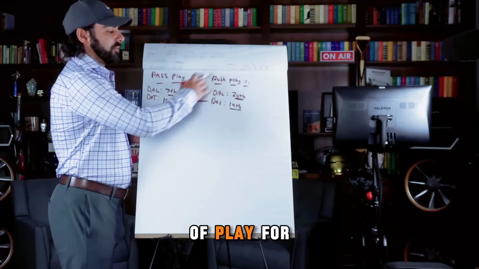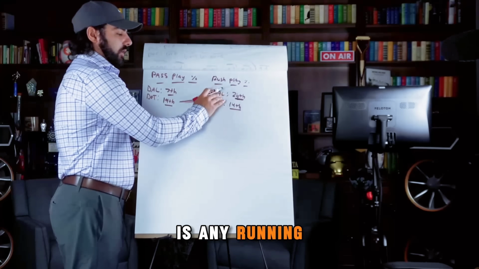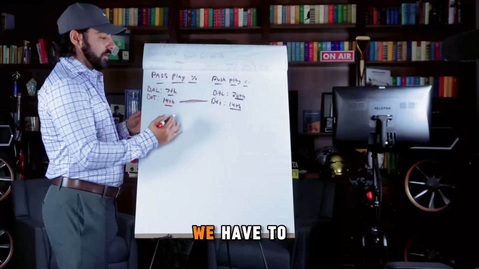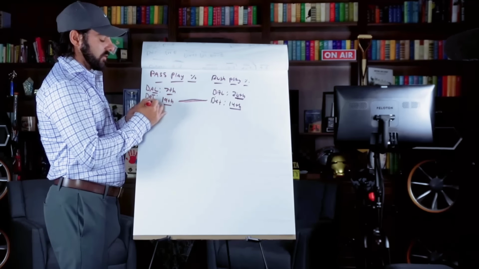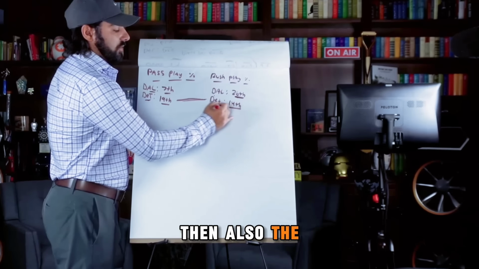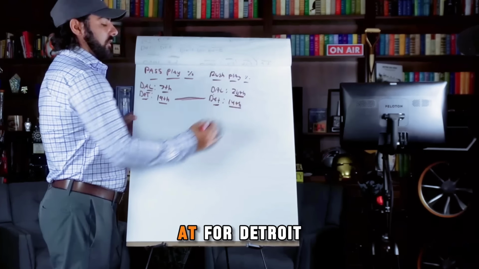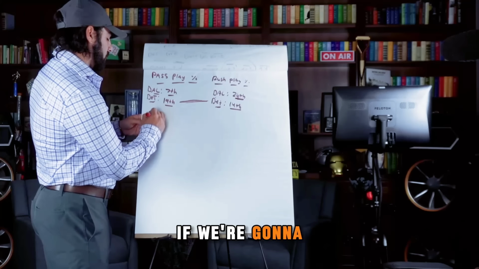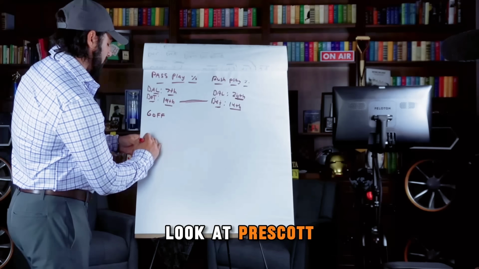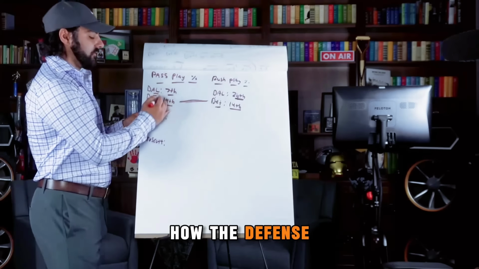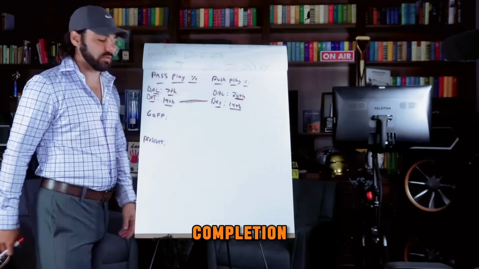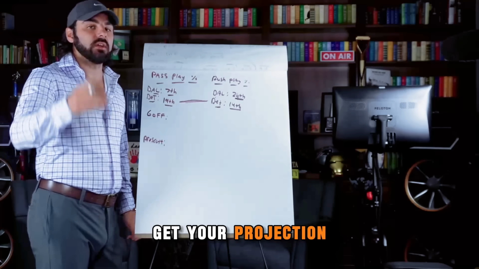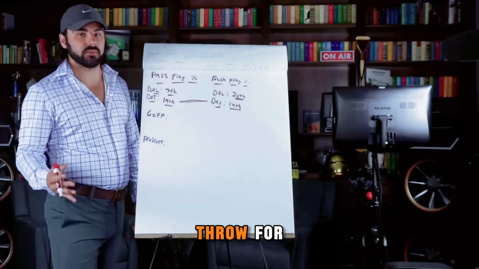So what we could take out of play for looking at props is any running backs for Dallas. We don't need to pay attention to that. But passing-wise, we have to look at Dak Prescott, Jared Goff, and then also the rushing here that we're going to have to look at for Detroit, which is going to be Jahmyr Gibbs. Now, first thing we want to look at here, if we're going to look at Goff and we're going to look at Prescott, is how the defense allows yards per completion. This is very important for passing plays because this is how you're going to get your projection for how many passing yards that they're going to actually throw for.